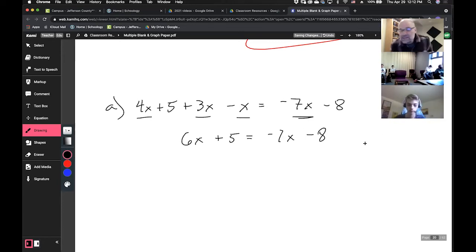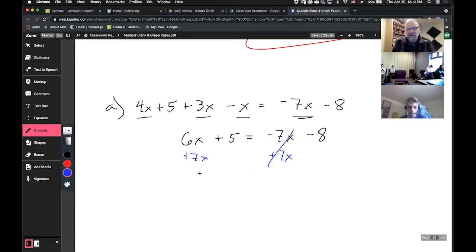Now, it's not really important, but it just makes it easier to get rid of the smaller variable term. Now, when I ask what's the smaller variable term, most people say the 6x. But remember, this is a negative 7x. Any negative number is always going to be smaller than any positive number. So I'm going to get rid of the negative 7x. So how do you get rid of negative 7x? You add 7x.